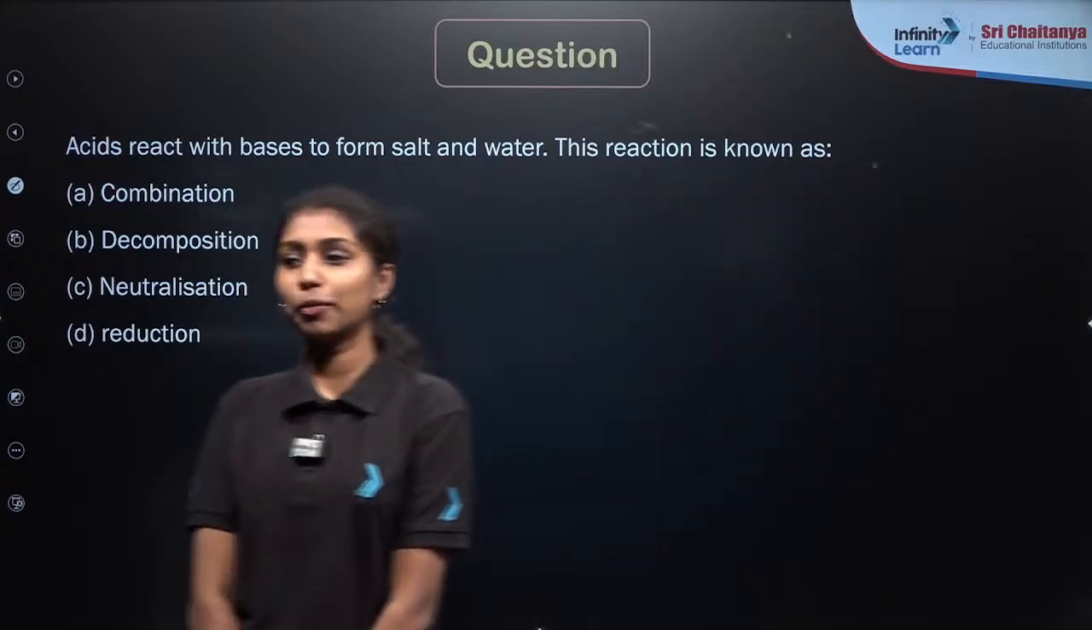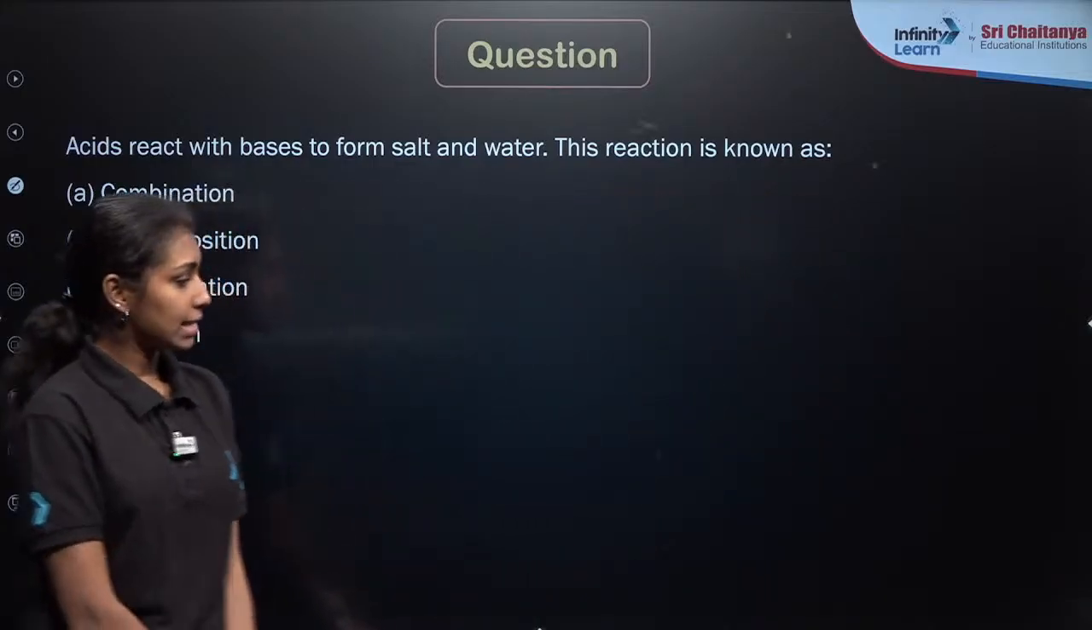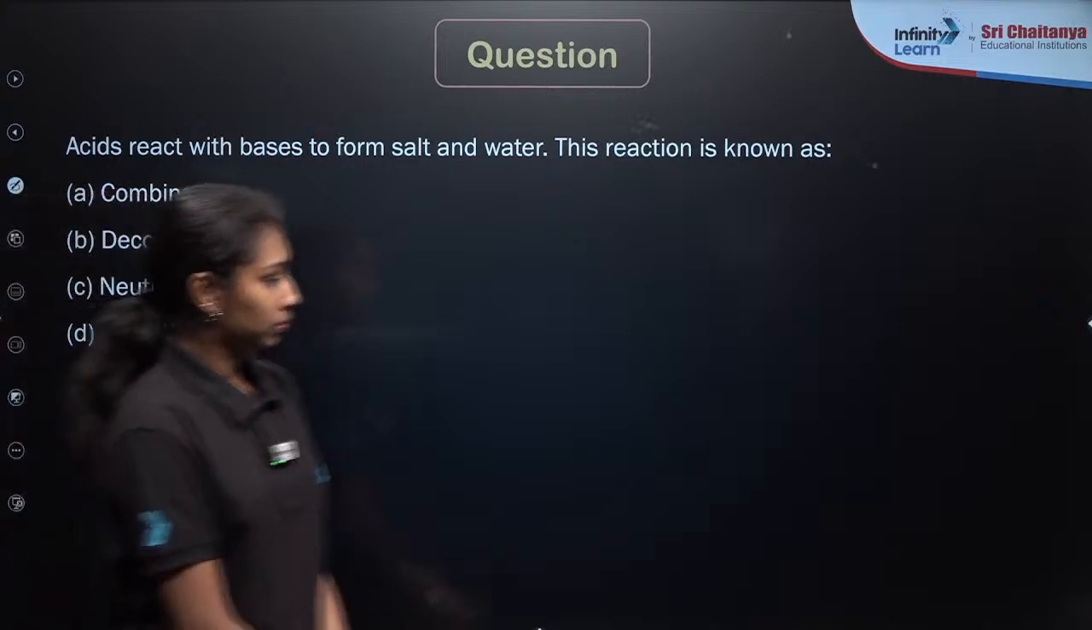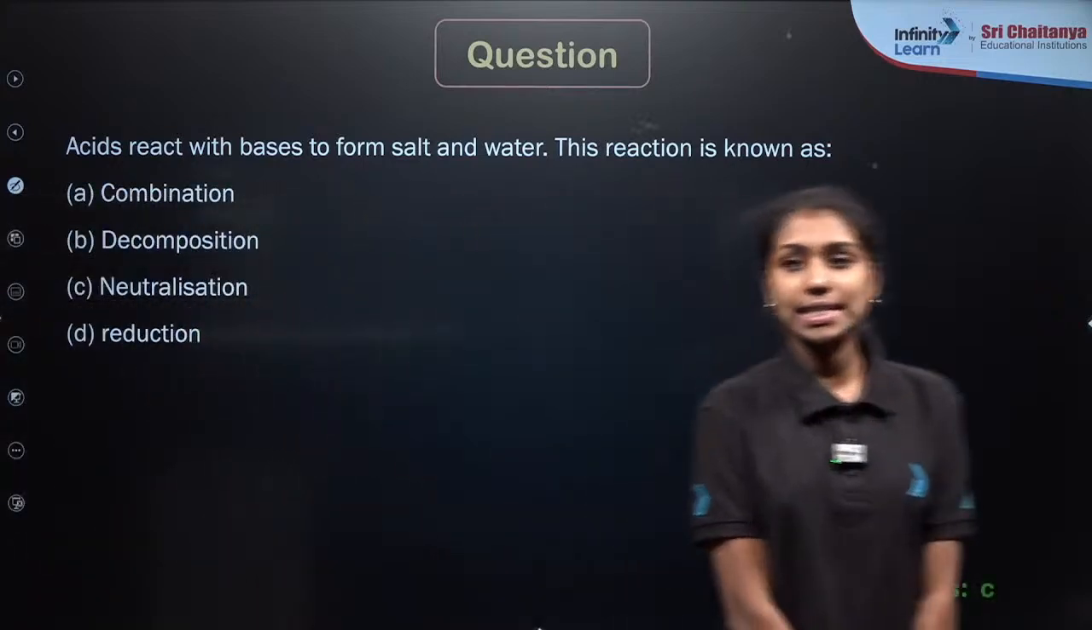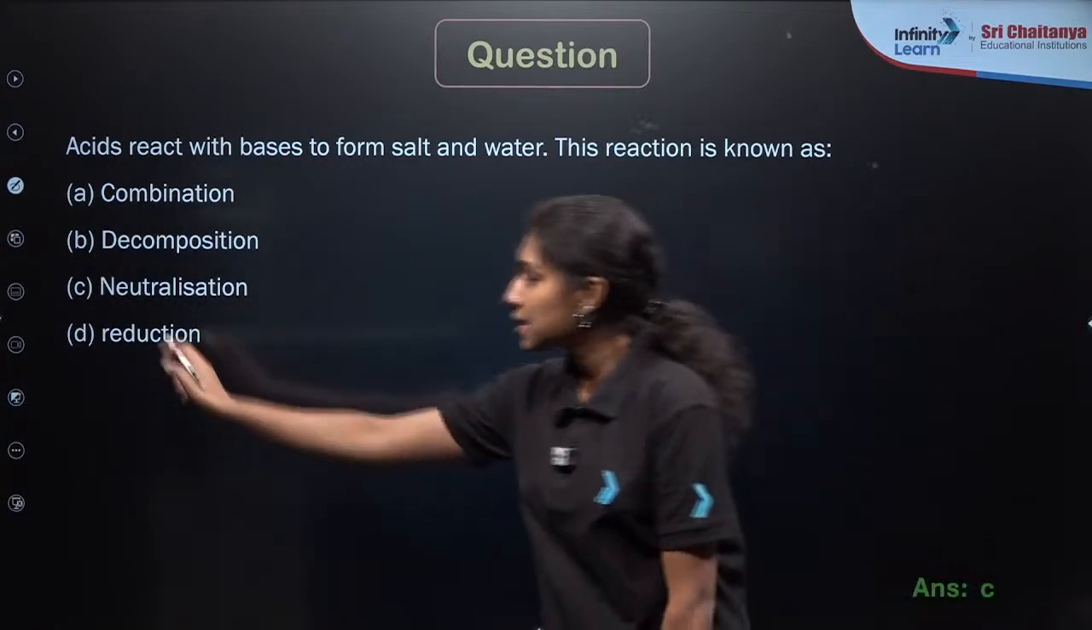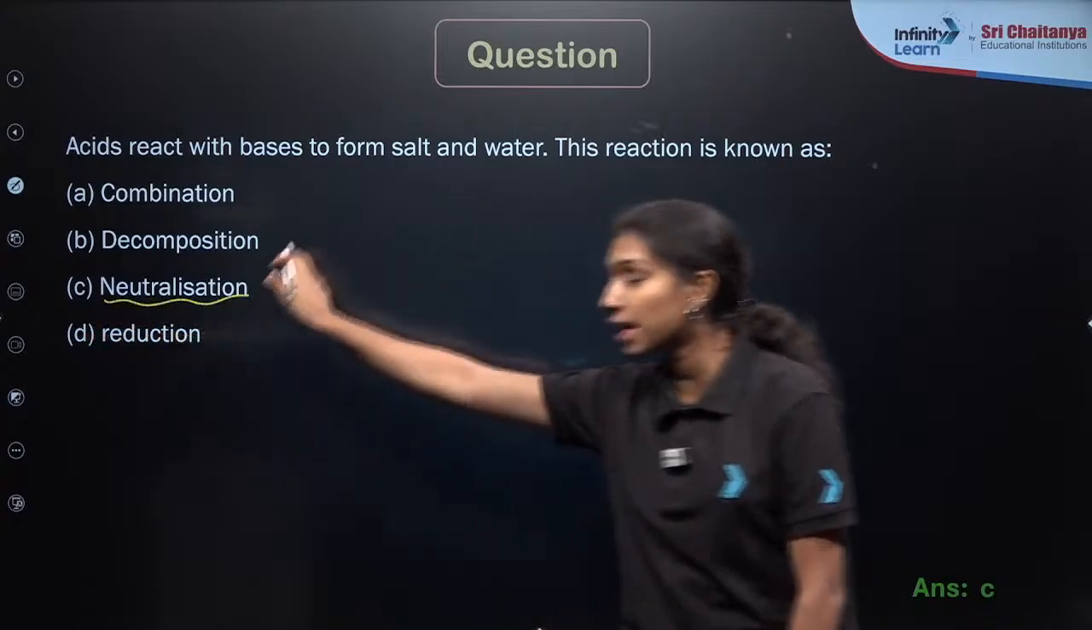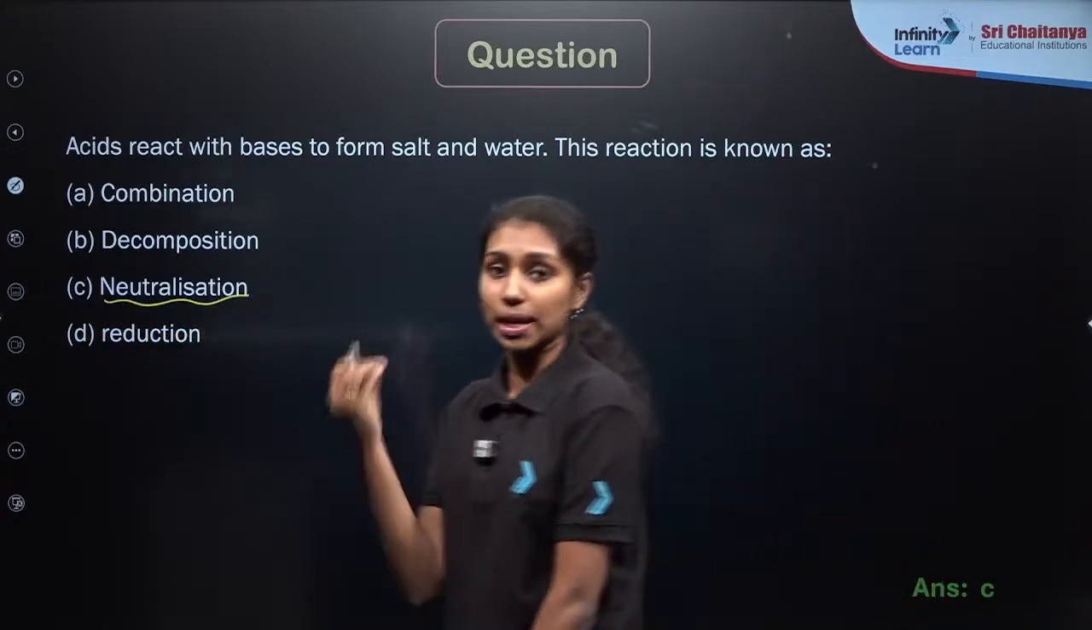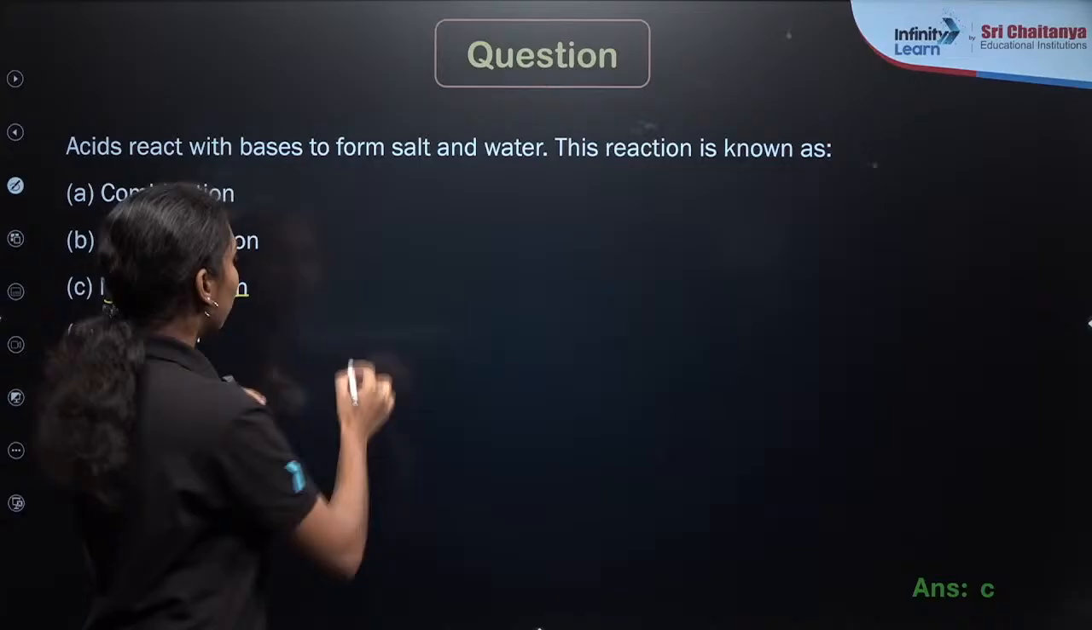Okay, many of you are giving me the answer as option C. Let's see what is the answer. Yes, answer C is the correct answer, which means neutralization reaction, right? How does this reaction happen whenever acids and bases react?